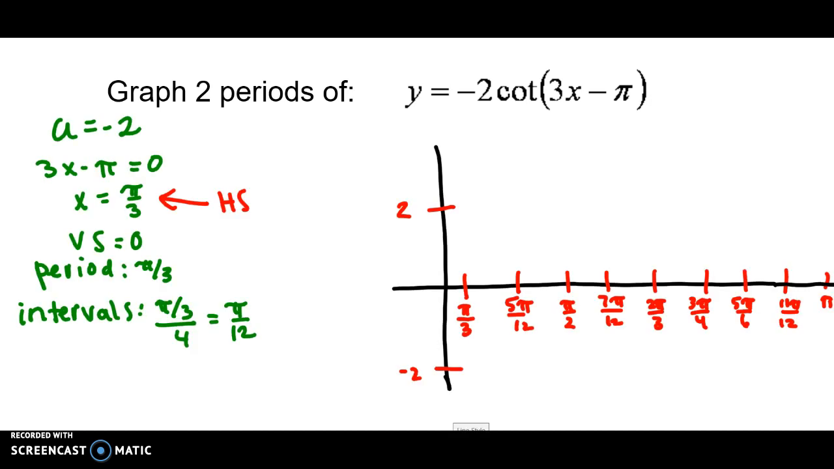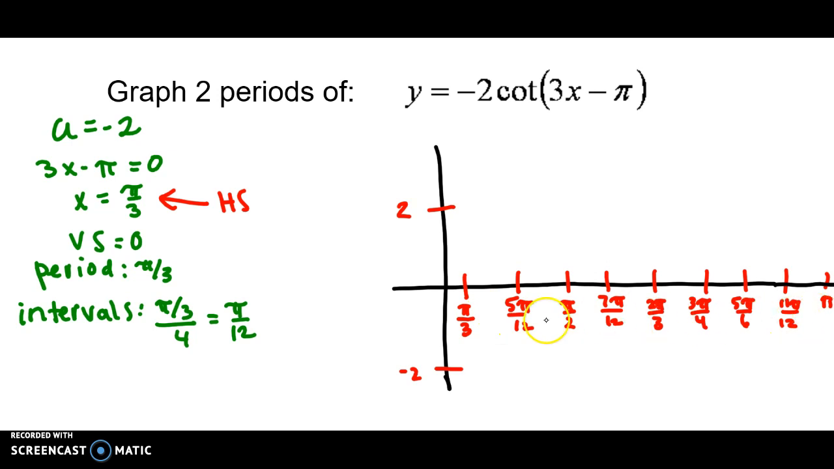Okay, so let's see how you did. So our A value, which affects, it's not our amplitude, remember, but it does affect these 2 points that we would have here, is -2. To find my horizontal shift, it's going to be pi over 3. So that's where my first asymptote will be. Vertical shift is none. Period is pi over 3. And for intervals, I have to take that period and divide it into 4, which is pi over 12. So you guys can see how I have started my graph here.